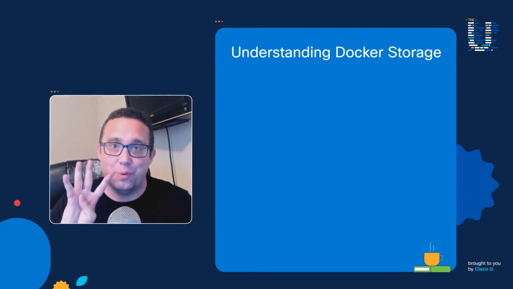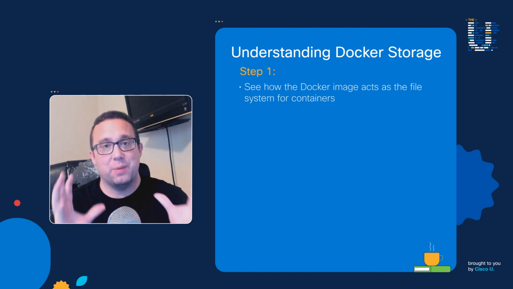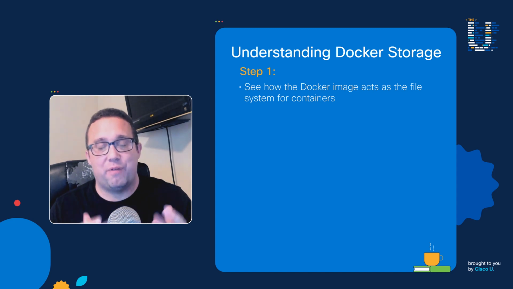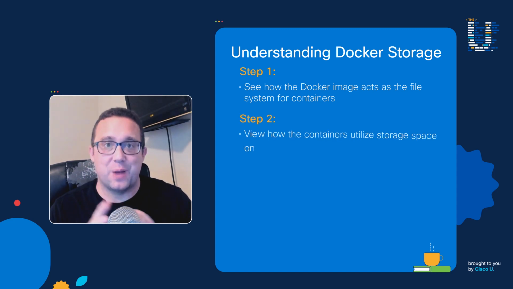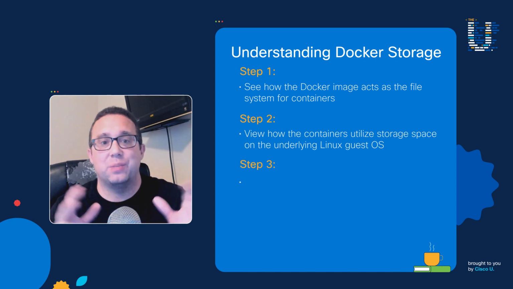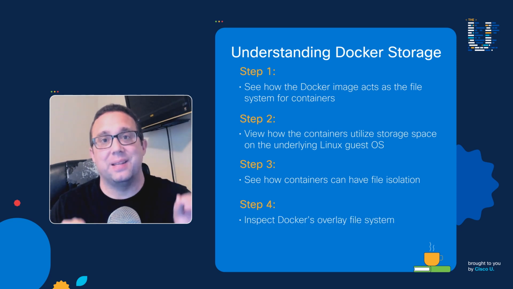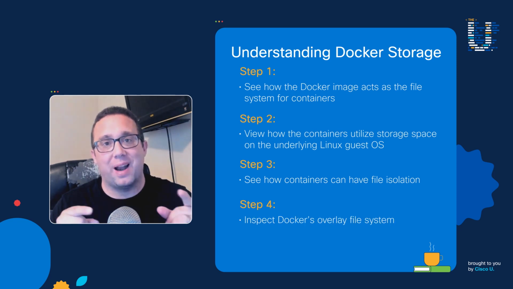Today we're going to talk about Docker containers and how they utilize storage. I'm going to take you through 4 simple steps. Step number 1, I'm going to show you how a Docker image can act as a file system for containers. The second step is I'm going to show you how containers utilize storage on the underlying guest OS. The third step is we're going to see how containers can have file isolation from each other. And then the fourth and final step is we are going to inspect the Docker overlay file system. All right, let's get started.